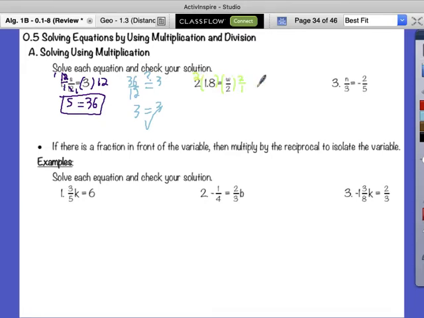Okay? So 2 times 1.8 decimals, okay? Well, think about it this way. What would 2 times 18 be? 36. But now you have to put the decimal back in. 3.6. Decimal's not that scary.